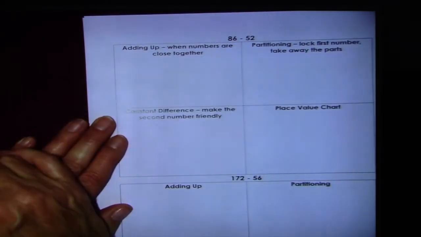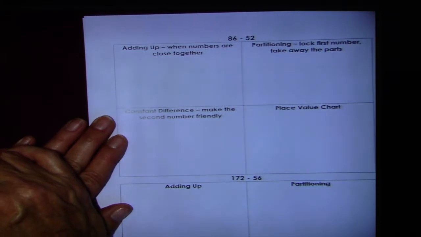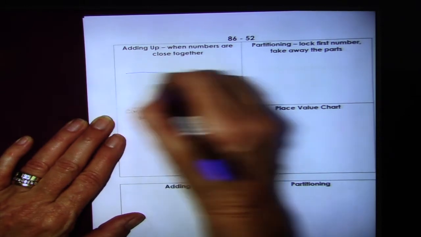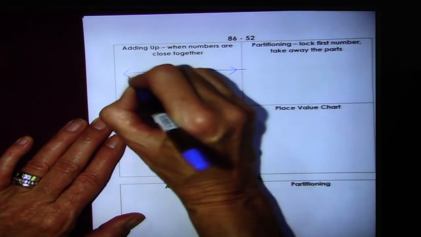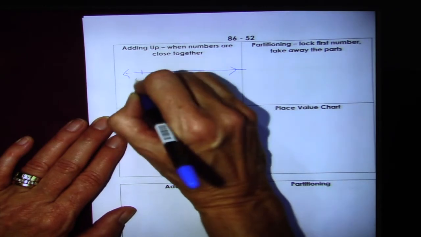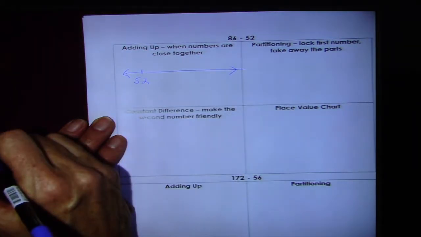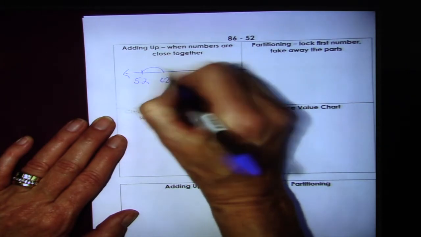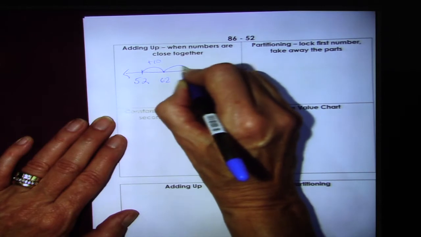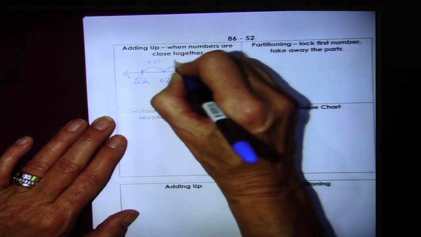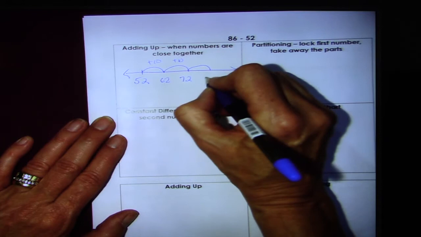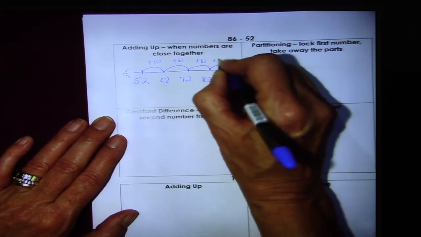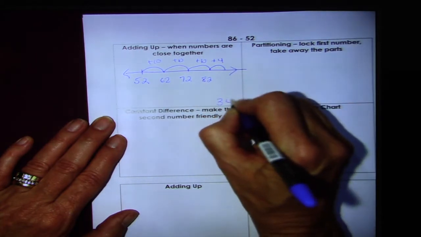So I flat out told you, when the numbers are close together, adding up makes sense. So I have 86 minus 52. Are those close? That's a judgment call on the child's part. So I have 52. I need to get to 86. Well, I can get to 62. I can get to 72. I can get to 82. And I can get to 86. So my answer is 34.